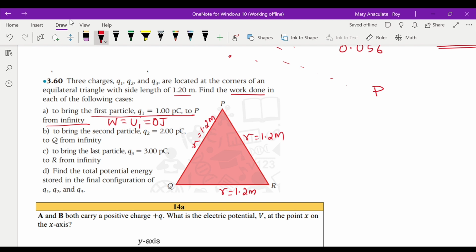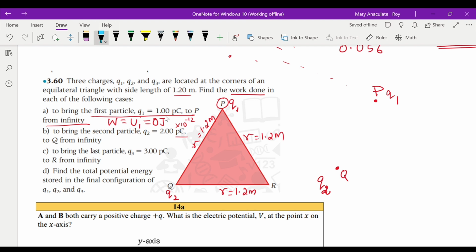So let's label this particle at P as Q1, since we are familiar with the charge. So let that be Q1. Now to bring the second particle Q2, which is 2 picocoulomb, where the conversion is 10 to the power of negative 12, to Q from infinity. So let's say this is your Q2 charge. P is already there, and then you're bringing the second charge, that is Q2, at point Q. Okay, so Q1 is here, Q2 is brought to this point.